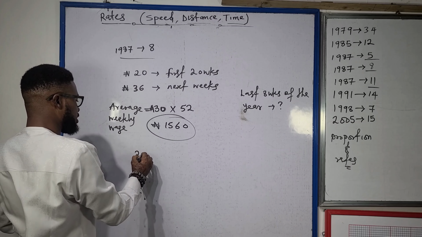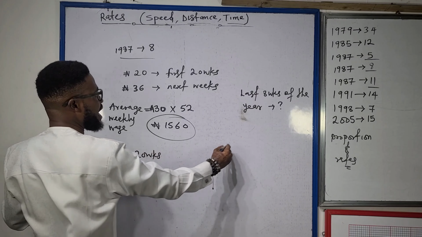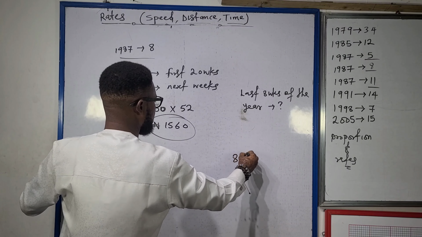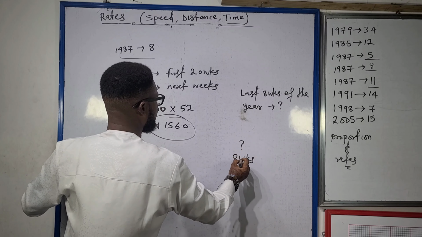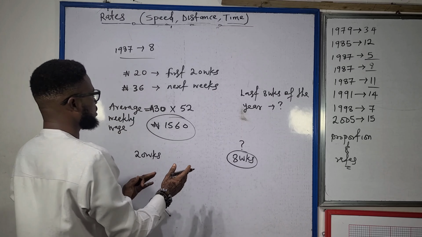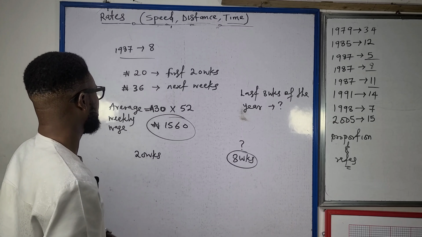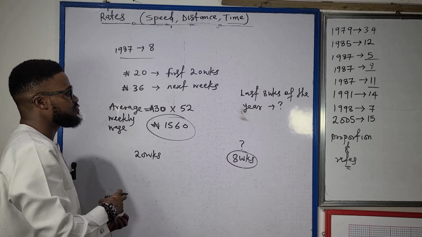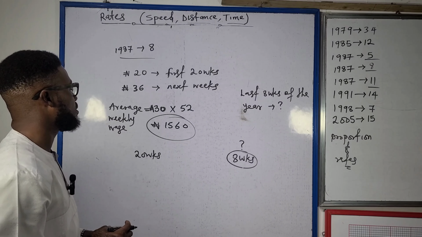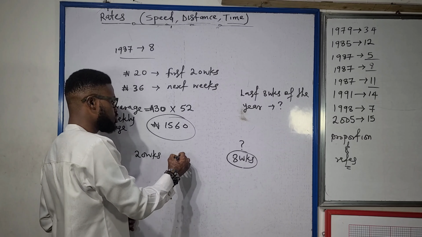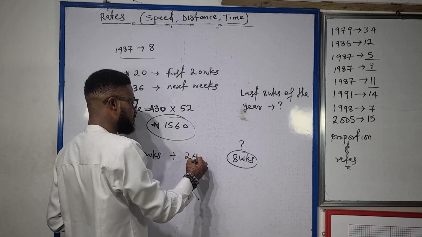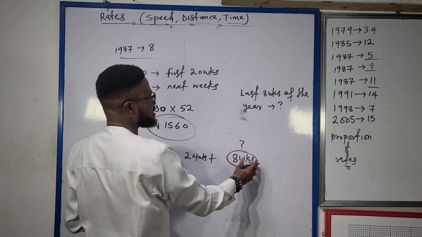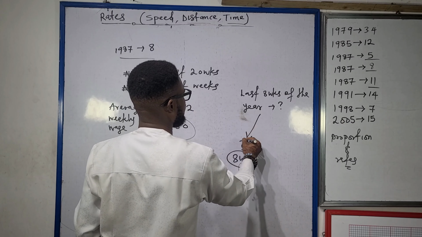So we have 20 weeks, and then we have the last remaining 8 weeks, which is where the real question is. We want to know what this person is going to get in the last remaining 8 weeks. 20 plus 8, that is 28. If we remove 28 from 52, that's going to be 24 weeks we have. So this is the last remaining 8 weeks.